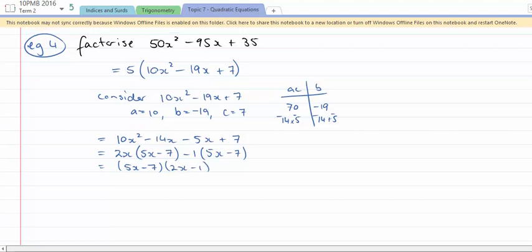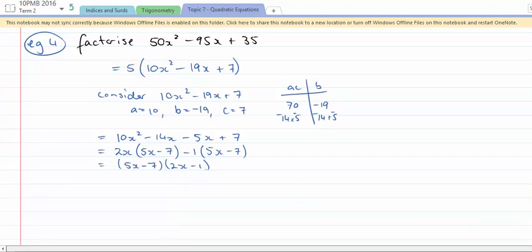Now recall that that was just for 10x squared, take 19x, take 7. So 50x squared take 95x plus 35 will be 5, 5x take 7, 2x take 1. And that's because we took that common factor out right at the start. And there we have it, it's fully factorized.